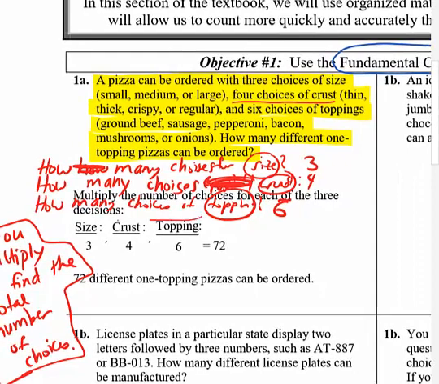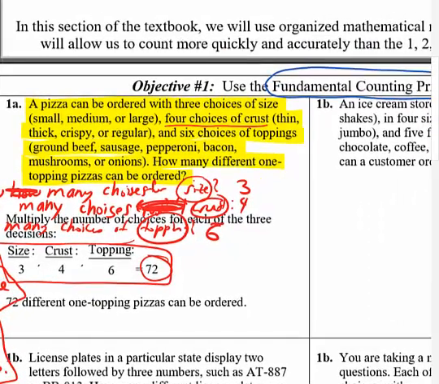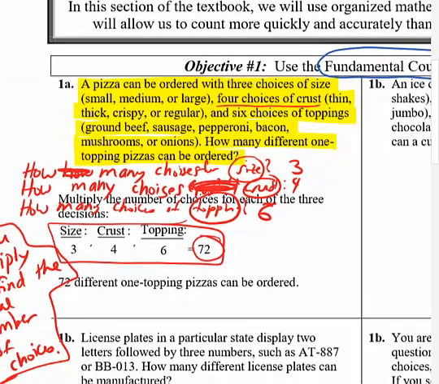So that's what they did here. There are 3 sizes, 4 types of crust, 6 toppings, and if we multiply those together we get 72 total. So there are 72 different pizzas. And that's only for one topping. Imagine if you could do any number of toppings.